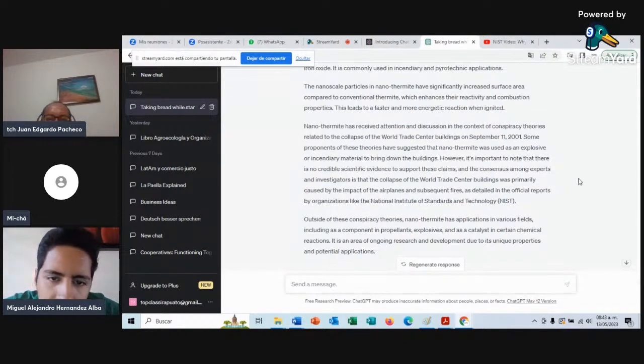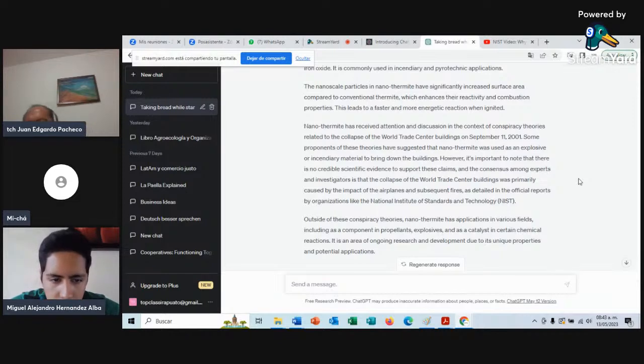Nanothermite has received attention and discussion in the context of conspiracy theories related to the collapse of the World Trade Center buildings on September 11, 2001. Some proponents of these theories have suggested that nanothermite was used as an explosive or incendiary material to bring down the buildings. However, it is important to note that there is no credible scientific evidence to support these claims, and the consensus among experts and investigators is that the collapse of the World Trade Center buildings was primarily caused by the impact of the airplanes and subsequent fires, as detailed in the official reports by organizations like the National Institute of Standards and Technology.